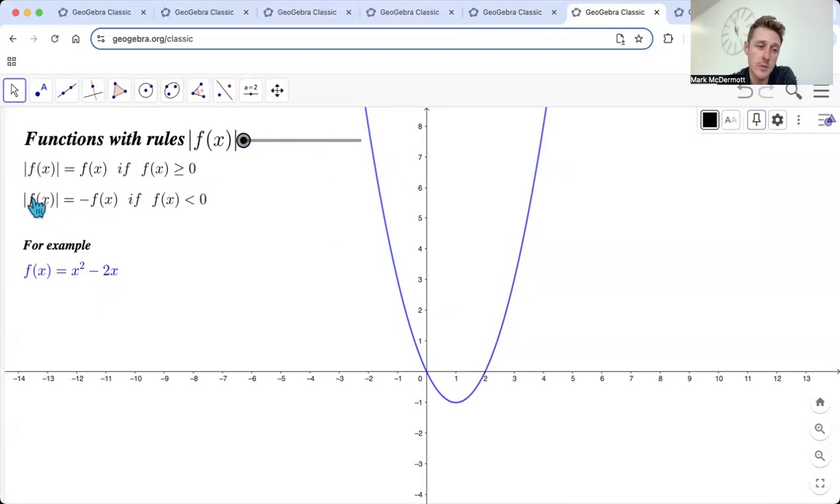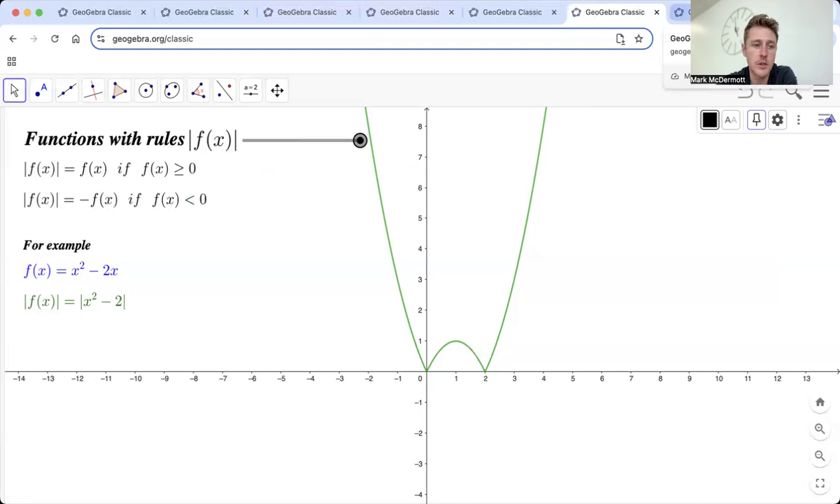But what does happen is when we take the absolute value when f of x is less than 0, and anything that's f of x being less than 0 is anything below the x-axis. Anything that's below the x-axis gets flipped up. And so that's how we take the absolute value of a function. We basically reflect anything where f of x is less than 0 in the x-axis. So we get this: the modulus of f of x equals negative f of x if f of x is less than 0. So that is functions with the rule mod f of x.